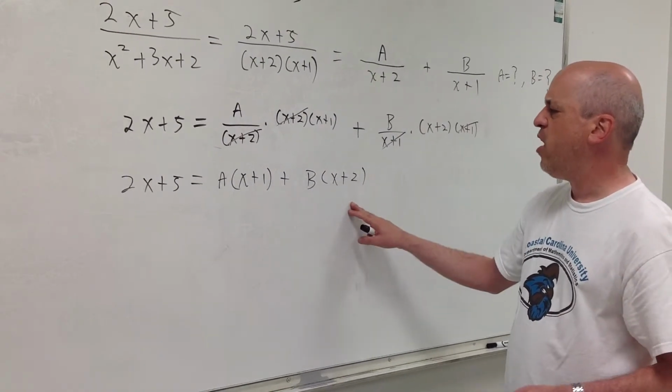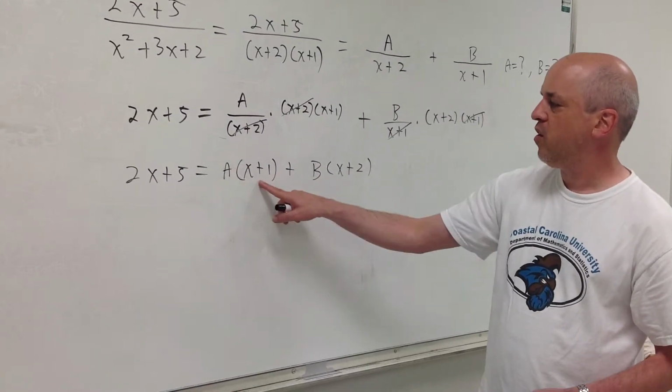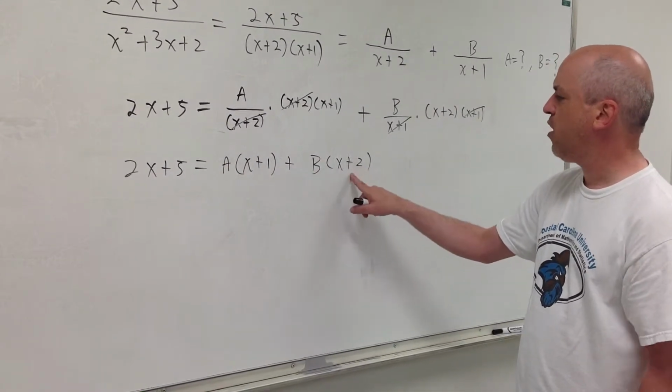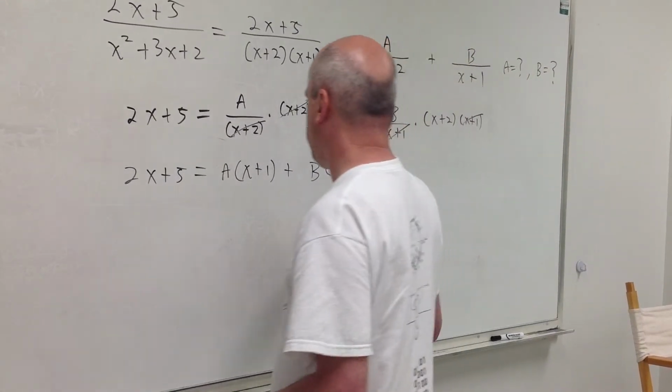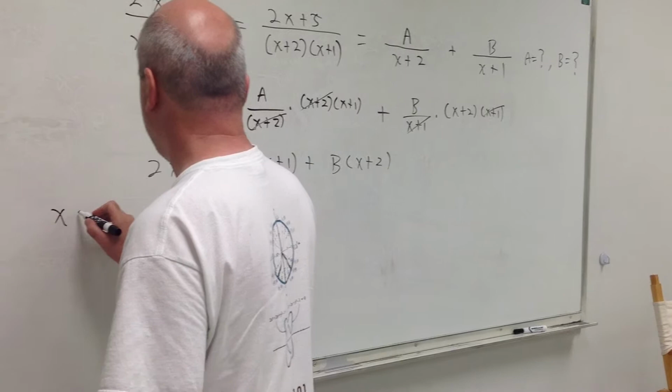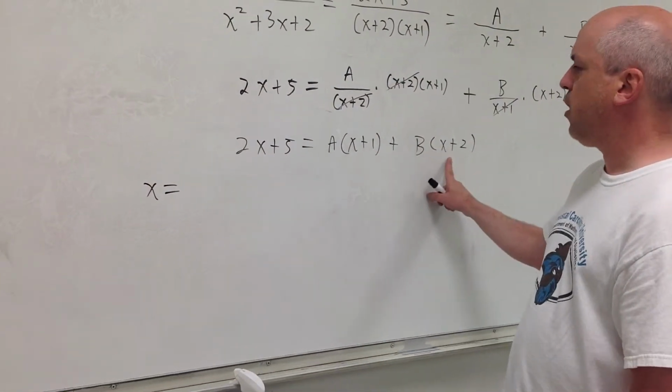Now, since this is true for any x, it's also true for x equal -1, which would make this term go away, and for x equal -2, which would make this one go away. So those are going to be the two choices I use. Generally, I'm going to pick what are called the zeros of these polynomials that I get over here.